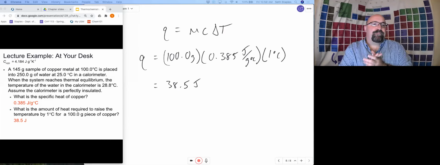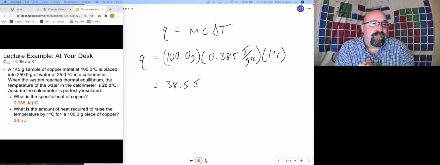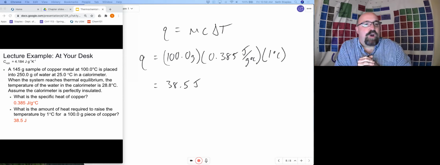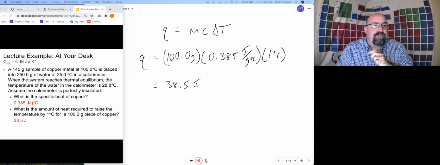Okay, sorry about that. Sometimes I just realize midway through, or I lose track of where I'm going. But we wanted to calculate the amount of heat required to raise this 100-gram piece of copper by 1 degree C. So we plug that into our equation, Q equals mc delta T, and we see that it'll take 38.5 joules of energy to accomplish that.